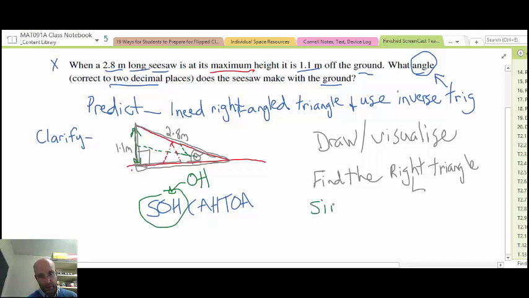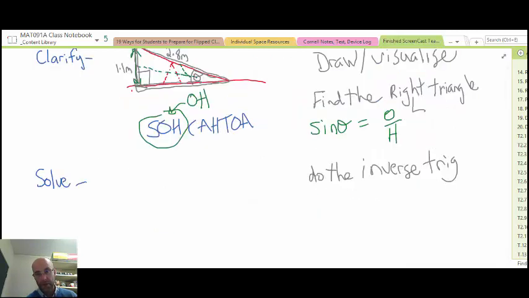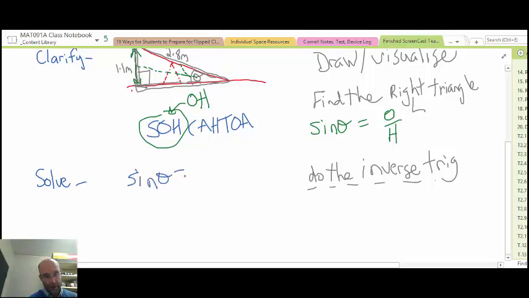So write down the rule we're going to use. Sine theta is opposite over hypotenuse. Now we get in and solve it, which means do the inverse trig. Okay, so let's start. We know we're going to use sine theta, so we start with that. Sine theta is opposite over hypotenuse. Well, we don't know what theta is, so we keep it as theta. Sine theta is opposite, which is 1.1, over hypotenuse 2.8.